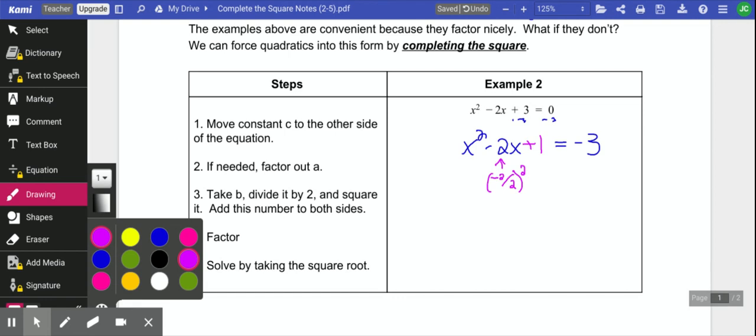Now, we can't just add 1 wherever we feel like it. We have to balance it. So the way we're going to balance it is we're going to add 1 on this side, and we're going to add 1 on this side. It has to be balanced.